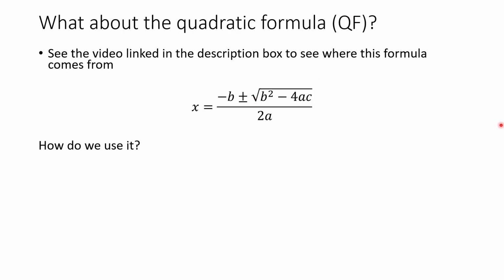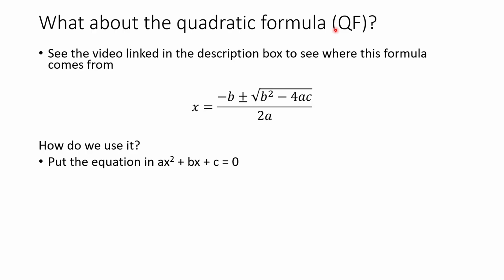Okay, now how do we use it? So how do we go about using this formula? Well, first off, you need to put your equation in ax squared plus bx plus c equals 0 form. In order to make sure that you're getting the correct values for a, b, and c, you need to make sure that they are equal to 0. If you've got some of them on one side of the equal sign and some on the other, then you'll end up with sign mismatches on your a, your b, and your c.